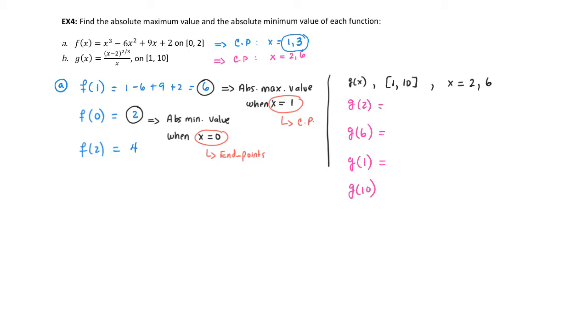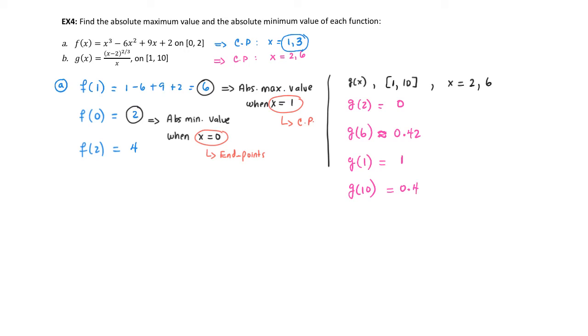Plugging this into the function, we get 0 for g of 2. For g of 6, we actually get an approximation of about 0.42. G of 1 is equal to 1, and g of 10 is about 0.4.